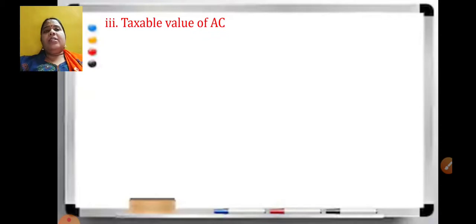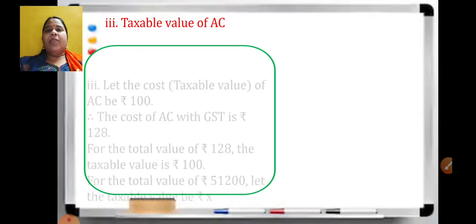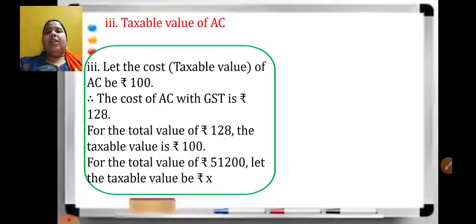The third part is taxable value. Now this is similar to what we have done for the previous sum also. Let's see how it can be done. Taxable value, when they are asking us, let us take it with respect to 100. Why? Because percentage of GST is given as 28%. So we are going to assume let the cost or the taxable value of the AC be rupees 100. The cost of AC with GST is 128.